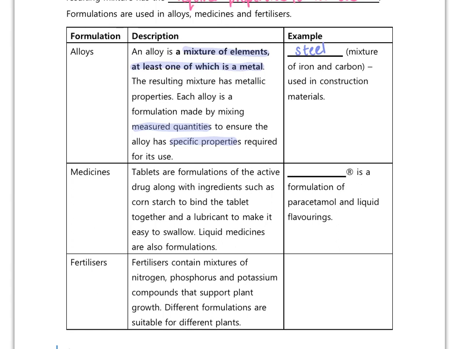So that mixture of your active ingredient, of your drug, along with cornstarch to bind the tablet together, and even a lubricant to make it easier to swallow. All of those things are mixed together in carefully measured out quantities to make sure that the drug is still doing what it needs to do. So an example of that is Calpol, which is a liquid form of paracetamol. It's a formulation of paracetamol and liquid flavourings.